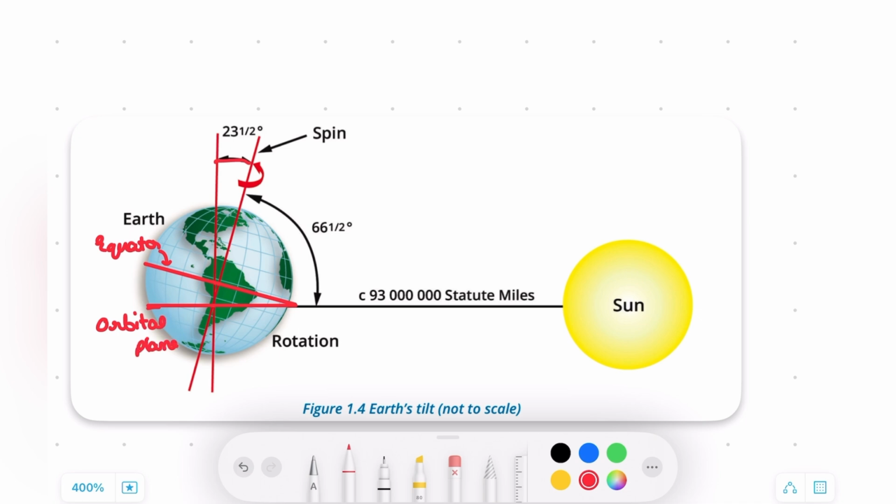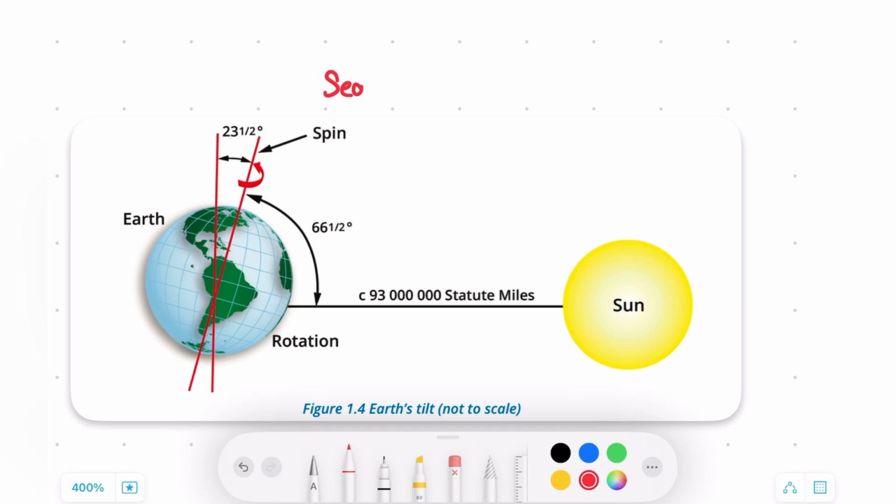So the Earth's equator is not exactly parallel to the orbital plane, rather it is at an angle. And how much is this angle? This angle is 23.5 degrees. This angle itself is what we call the tilt of the Earth's axis, or this angle, right? This angle also comes out to be 23.5 degrees. And this angle is extremely important because it is this angle because of which we have our seasons.